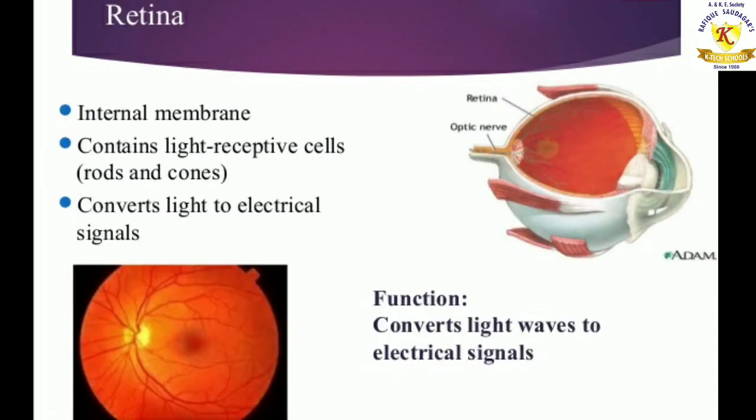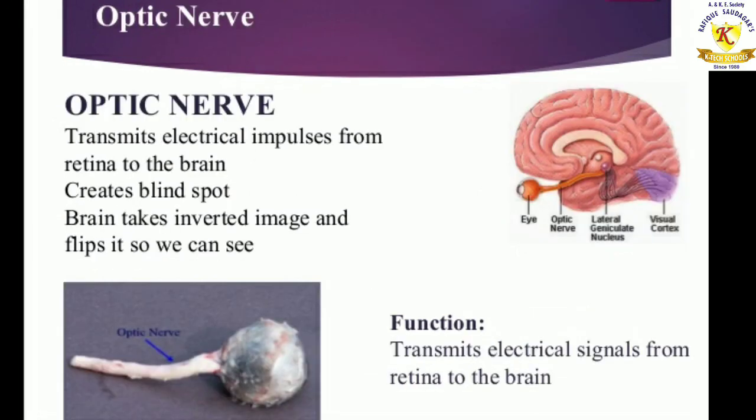Retina. It is an internal membrane that contains light receptive cells, that is rods and cones, and converts light to electrical signals. Function: it converts light waves to electrical signals. Got it? Optic nerve transmits electrical impulses from the retina to the brain and creates the blind spot. The brain takes the inverted image and flips it so we can see it. Function: it transmits electrical signals from the retina to the brain.